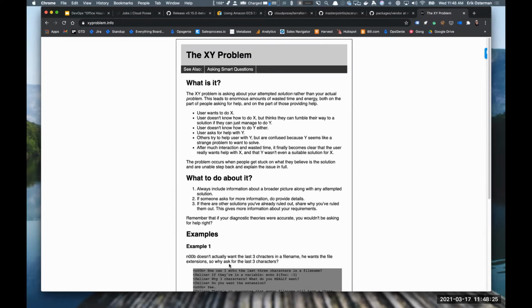We were using IAM users for a long time at Cloud Posse, from 2015, 2016, 2017. But starting in 2018, 2019, 2020, we were just using SAML. And now in 2021, we've moved on to AWS SSO.